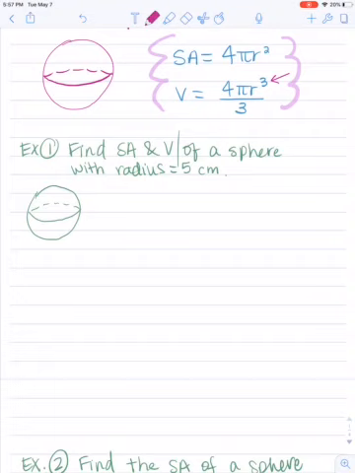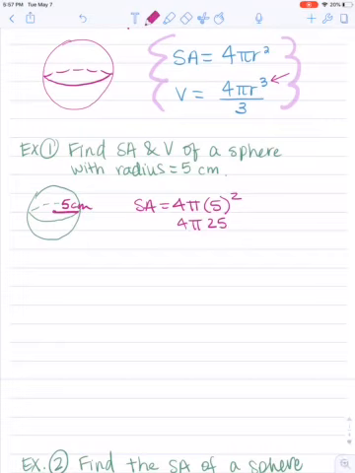Okay, first one's really super duper easy, but I'm going to do it anyway. So, find surface area and volume. Find the surface area and volume of a sphere with radius equal to 5 centimeters. So you have 5 centimeters right here. Okay, so the surface area, very simple. It's going to be 4 pi and then 5 squared. 5 squared is 25. So you have 4 pi times 25, and 4 times 25 is 100. So surface area of this sphere is 100 centimeters squared. Oh, sorry, 100 pi. Very different.